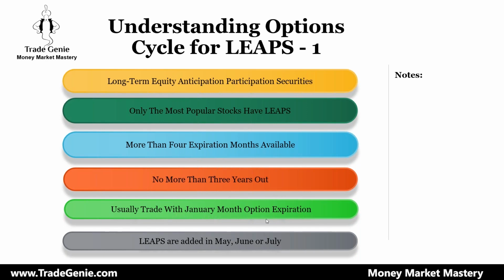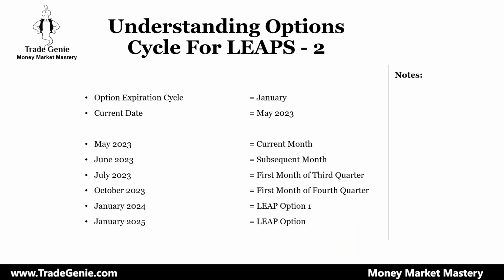LEAPs usually trade with January month option expiration. So the January expiration month is there. LEAPs are added in the months of May, June, and July. If you see the LEAPs getting added, let me know, this is what I read. LEAPs are added in May, June, or July, and they have January month options, no more than 3 years out. So the January option month is listed in May, June, or July. So there is a method of listing LEAP options.